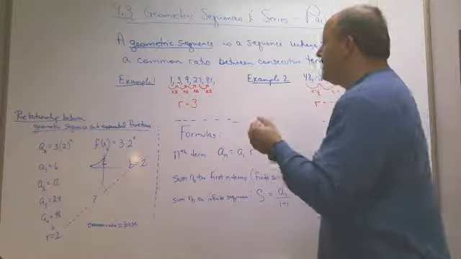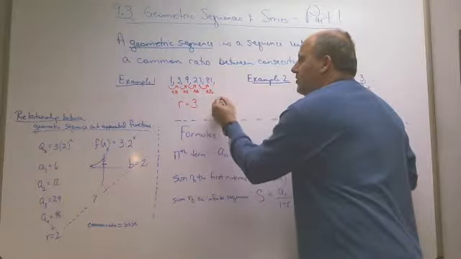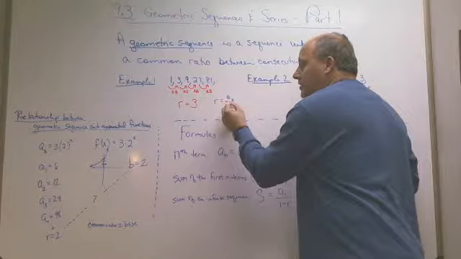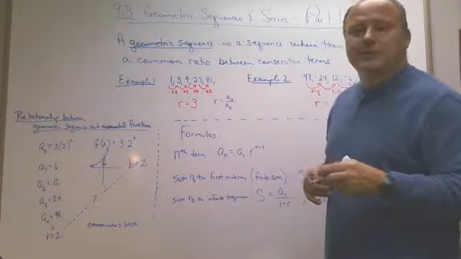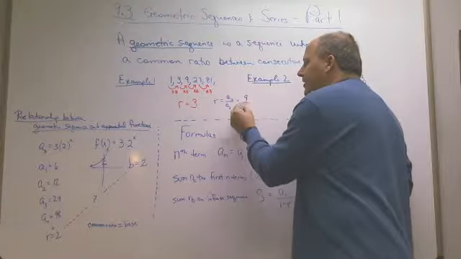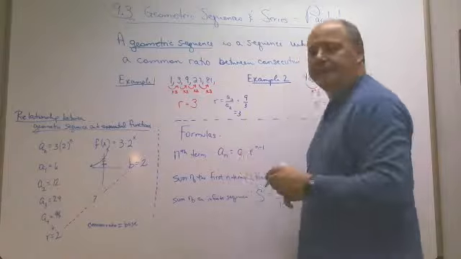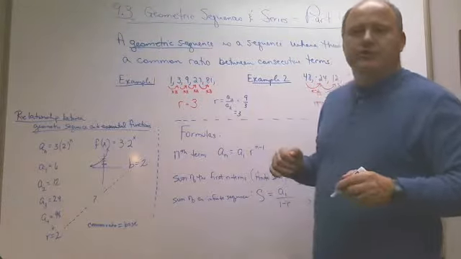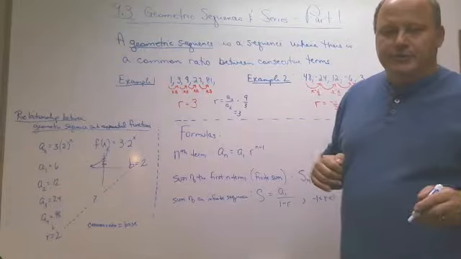How you figure that out is to divide any two consecutive terms, maybe the third term by the second term, or if you prefer, the second term by the first term. It doesn't really matter. So it's 9 divided by 3, which of course is 3. So this is definitely a geometric sequence, with a common ratio between the terms.